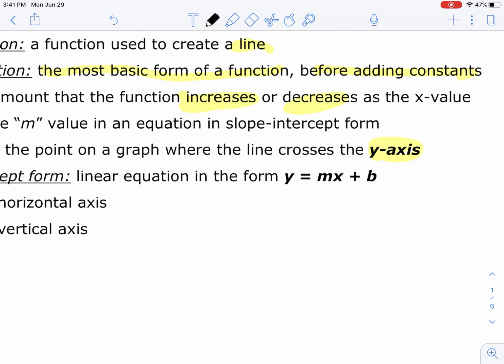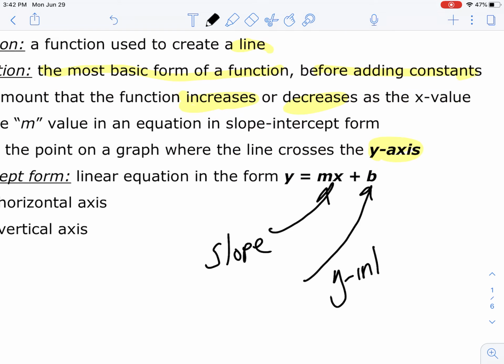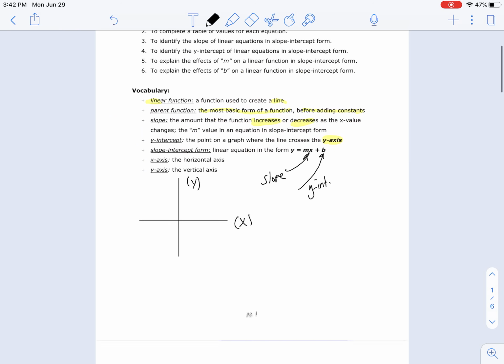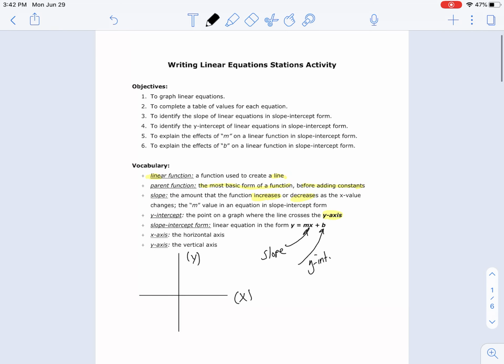So I'll go ahead and write that down. Slope and your y-intercept. Your x-axis runs horizontal from left to right, as you all recall, I'm sure. And then the y-axis runs vertical. Okay, so this is just some vocabulary and things to keep in mind as we proceed in the next couple days.